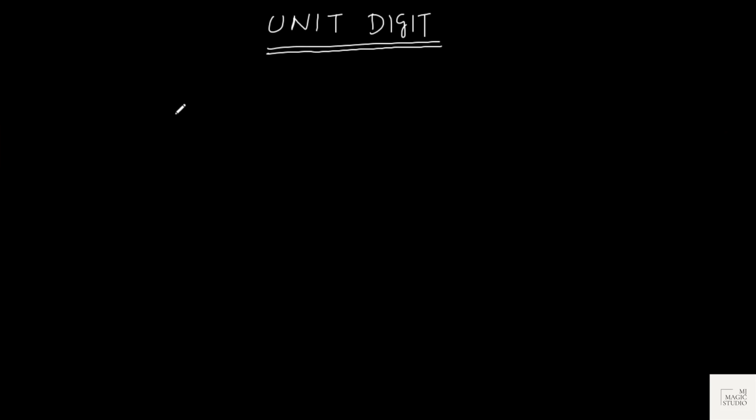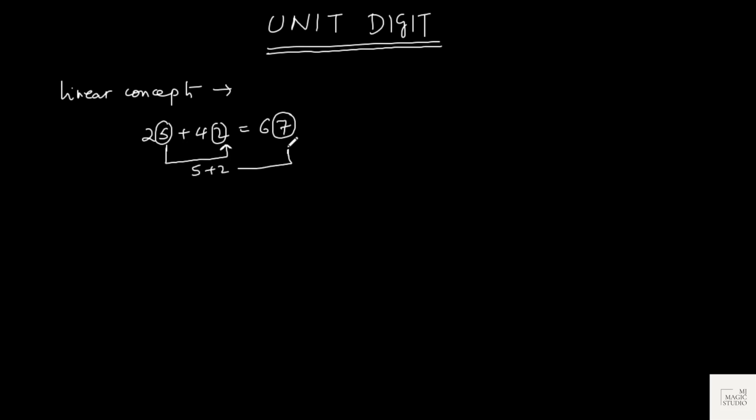Unit digit or end digit or last digit of any expression. First of all, let us deal with some linear concepts. If you add 25 with 42, what would be the last digit? 25 plus 42 is 67. We'll say that the last digit of this addition is 7. It is simply adding the last digit of 25, that is 5, with the last digit of 42, that is 2, and 5 plus 2 will give us 7. This is what we mean by finding the last digit.